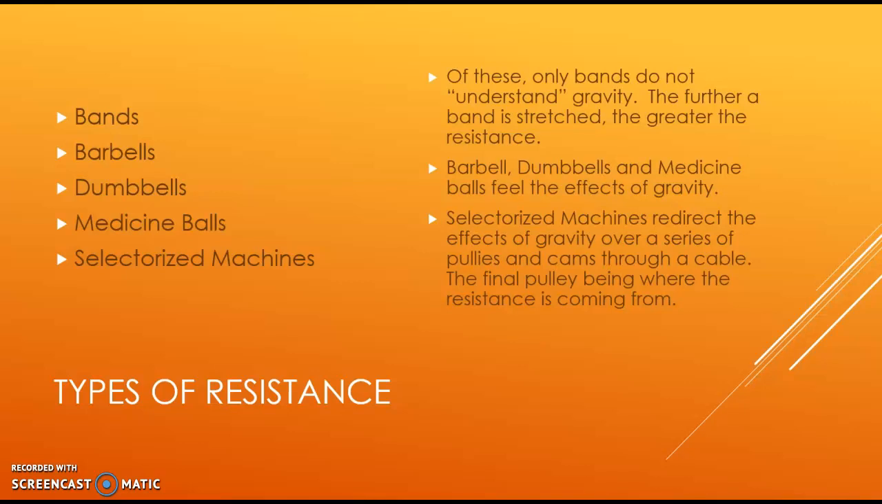Even selectorized machines, although there's a little bit of a different component to this. The weight on the selectorized machine is being pulled straight down to the floor. The big difference is the weight on a selectorized machine is redirected over a series of pulleys via a cable to the end user. And where the handle is placed makes a difference. It's basically you're redirecting gravity through that cable and pulley system.